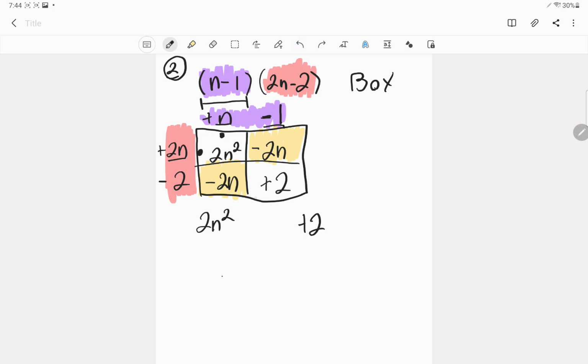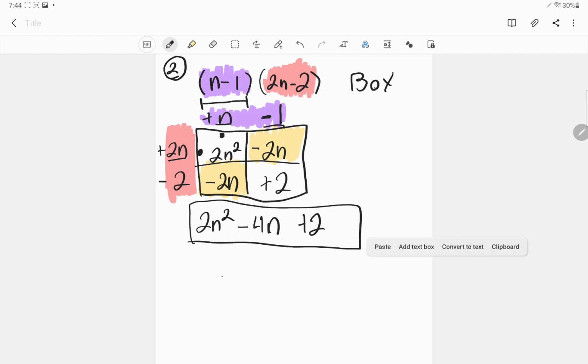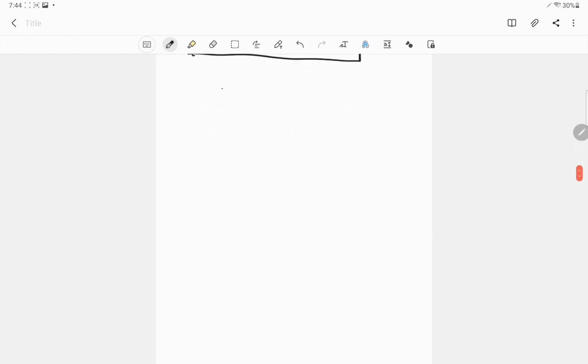So what's -2n minus 2n? It's going to be -4n. And that's your answer. That's literally as far as it gets whenever you do the box method. Finally, the last method that we're going to do is going to be called multiplication method. We're going to do problem number 3, and this is multiplication.